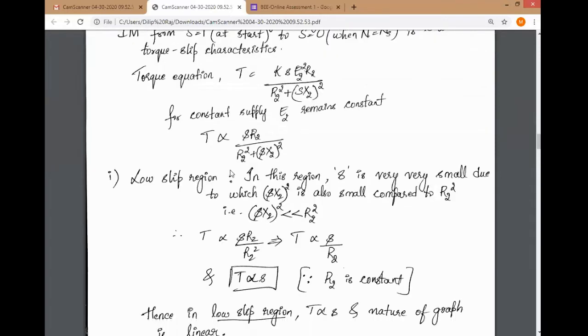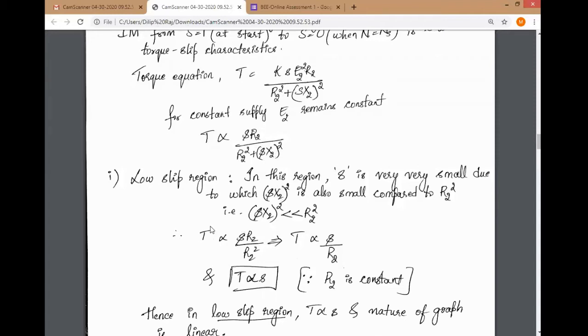So that is referred to as the low slip region. In this region, the slip value is very small. As the slip value is very small, in the denominator we have two terms: one is R2 square, the other one is (S x2) whole square. Because the value of slip is small here, the entire term (S x2) squared is very, very small compared to the resistance R2 square. So this entire sum is more or less very close to the R2 square value. So we will neglect this (S x2) whole square term in the denominator.